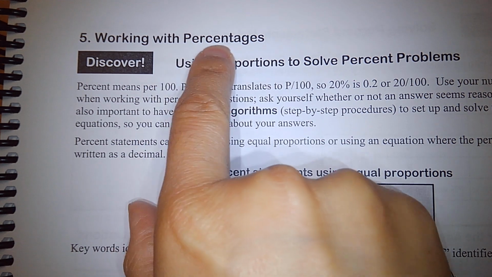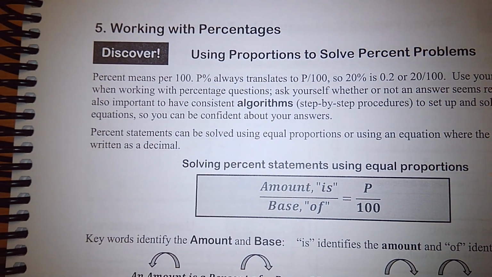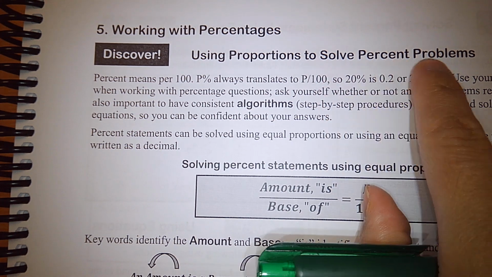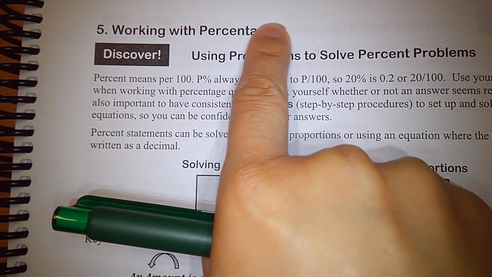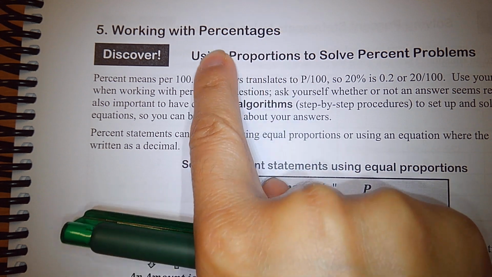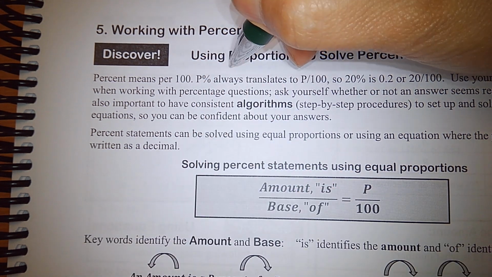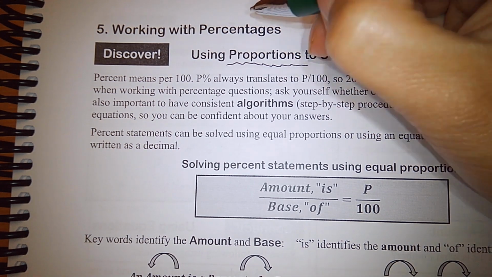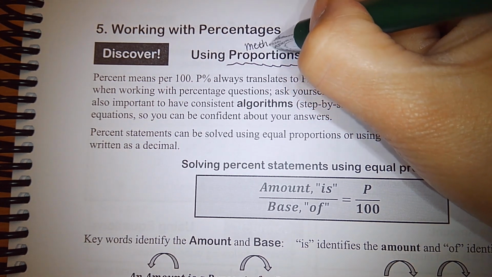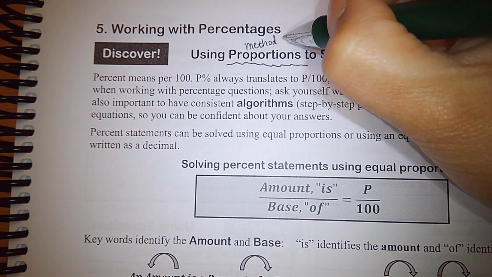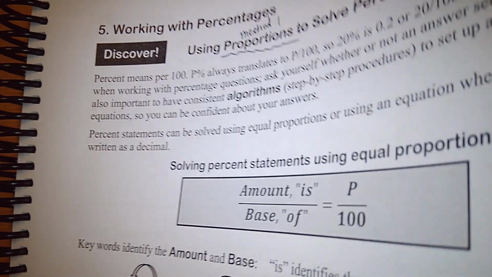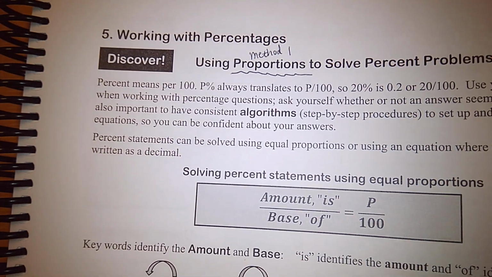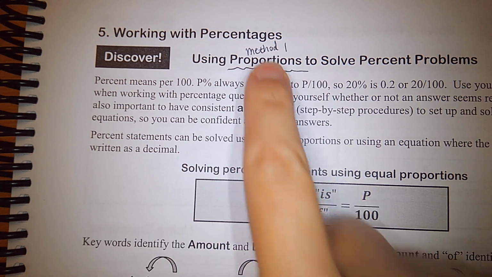Working with percentage problems. How to solve the percent problem? The first method is by using what? Proportion. So use proportion to solve the percent problem. This is method 1. On page 47, we'll look at method 2. So let's look at the first method first.